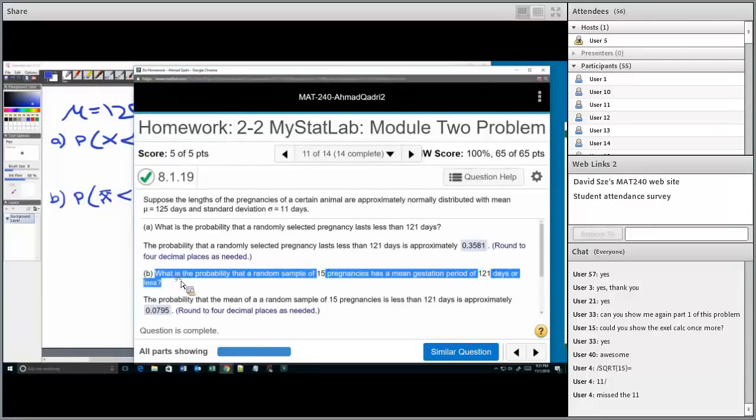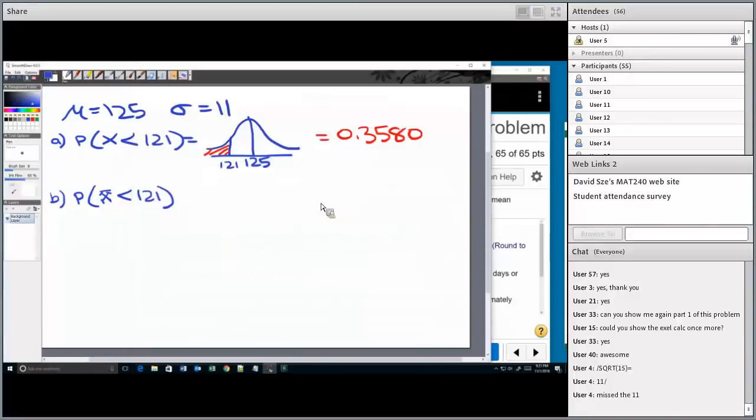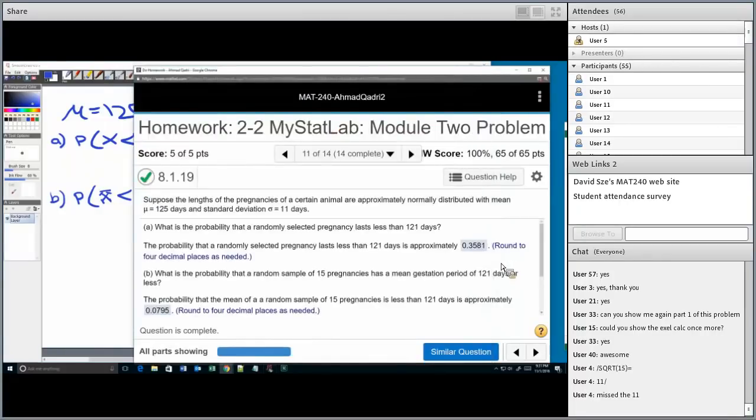So the first problem said, what is the probability that a randomly selected pregnancy, just one of them, okay, is less than 121? And we did it the way we have been doing the problems so far in normal distribution. Now the problem is different. Now it says, what is the probability that a random sample of 15 pregnancies, right? So now they're talking about a sample. You've taken a sample of size 15, and they want you to find the probability that it has a mean of 121 days or less.